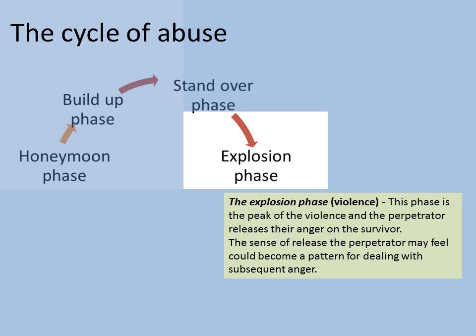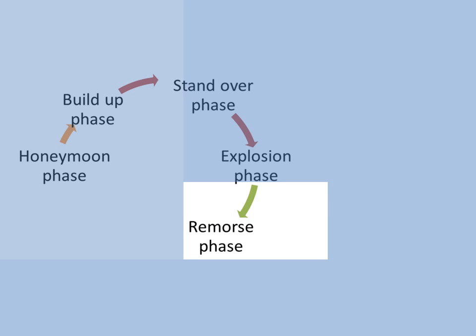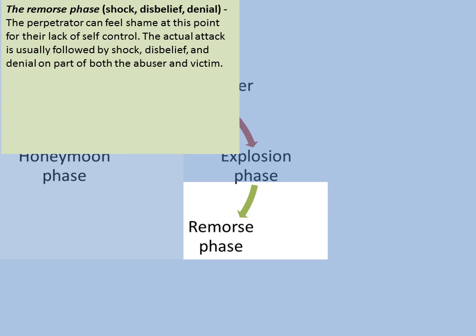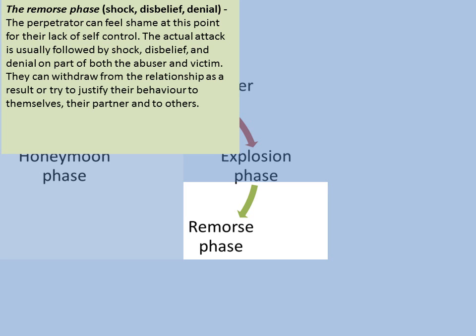No great shock so far. It starts off nice, it gets worse and worse. But this is a cycle. So the interesting part is that the next phase is where we move on to what we call the remorse phase. This is where the perpetrator may well feel some shame for their lack of self-control during the explosion phase. So the actual attack is usually followed by some shock and disbelief, absolute denial sometimes on part of both the abuser and the victim. There's this shock, this disbelief, this denial.